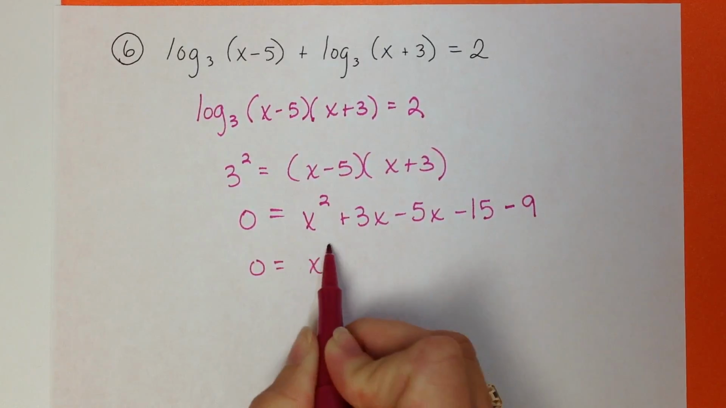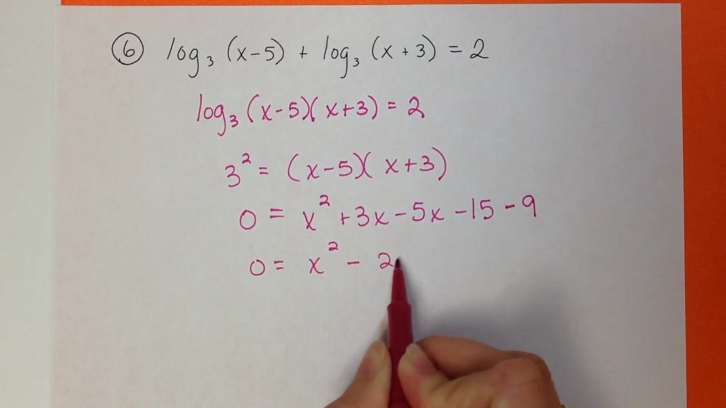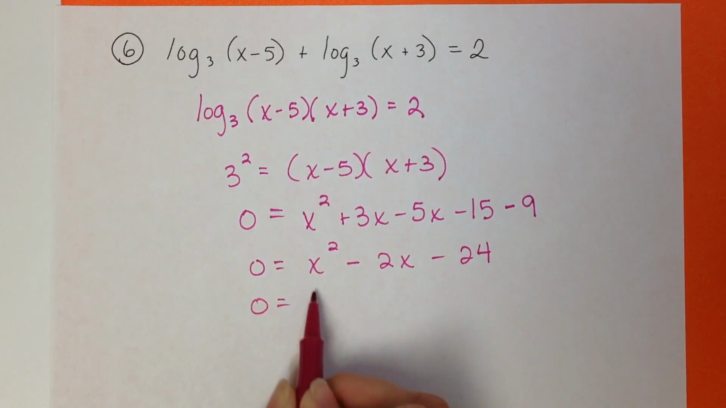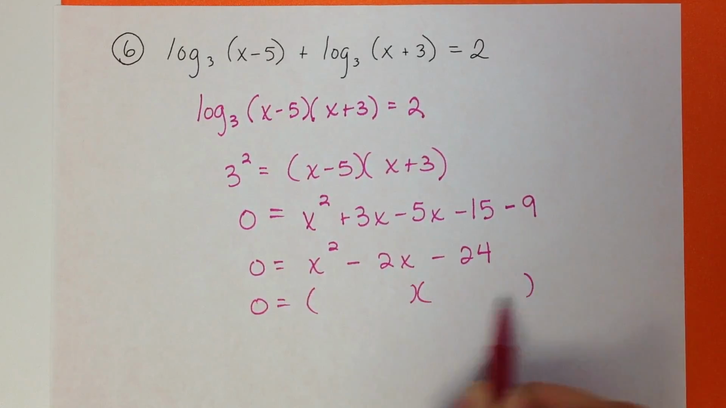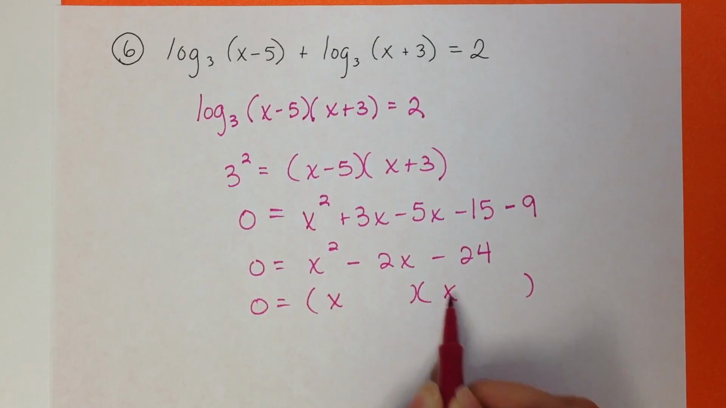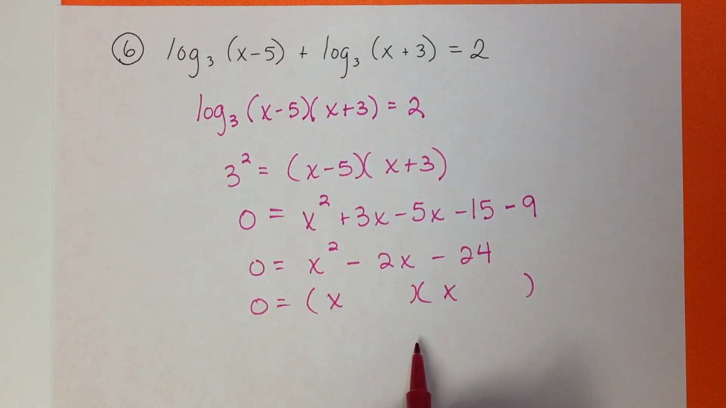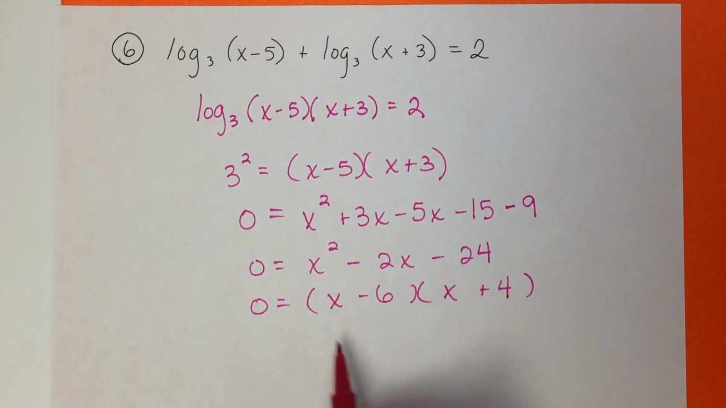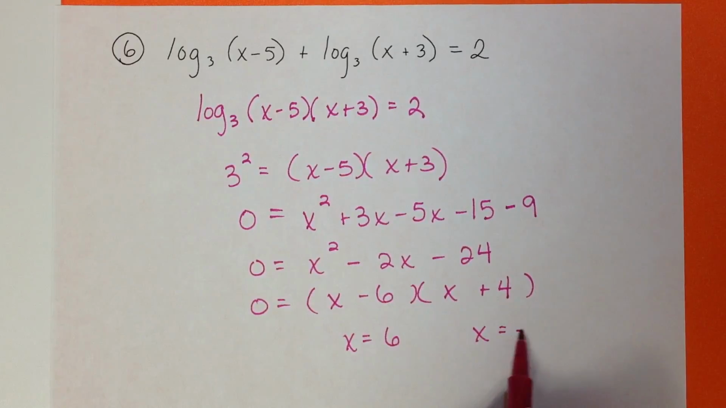Okay, so combining like terms. And now let's see, I do believe this one will factor for us. So we will need 6 and 4, and actually a negative 6 and a positive 4. So I have x equal positive 6 and x equal negative 4.